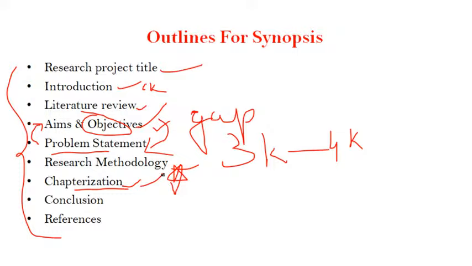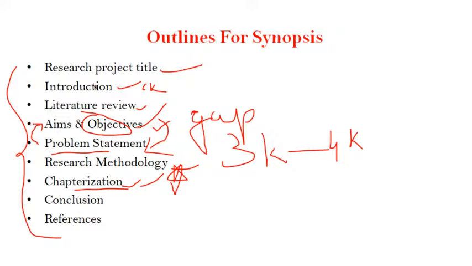Under chapterization, you have at least 5 chapters. What we have discussed before: research methodology, problem statement, objectives, literature review, introduction. All these things come under it. The entire research work will run into 5 chapters. You need to give a summarization of your chapters. The synopsis is divided into 5 chapters.